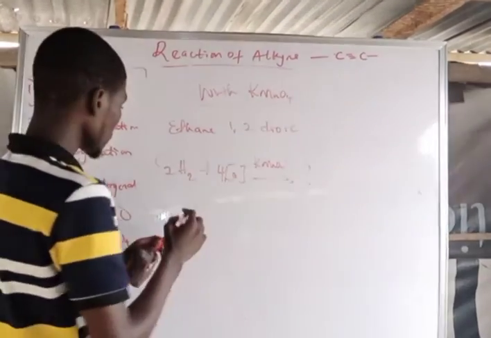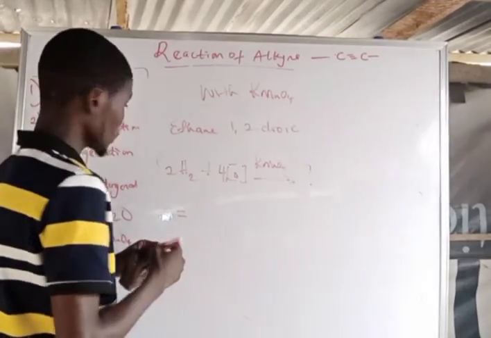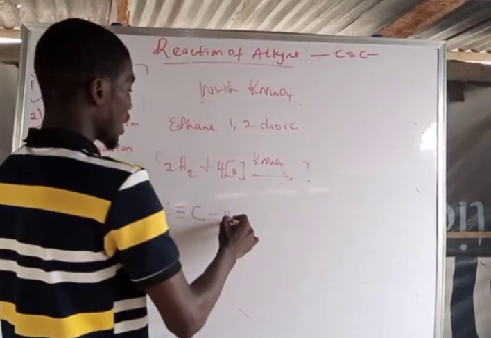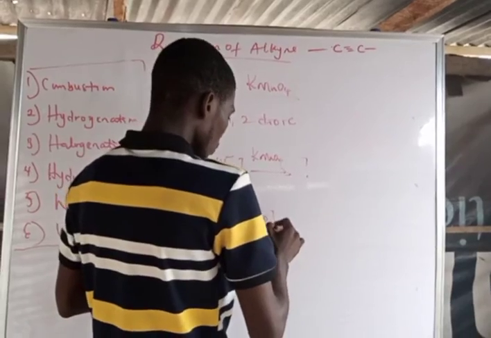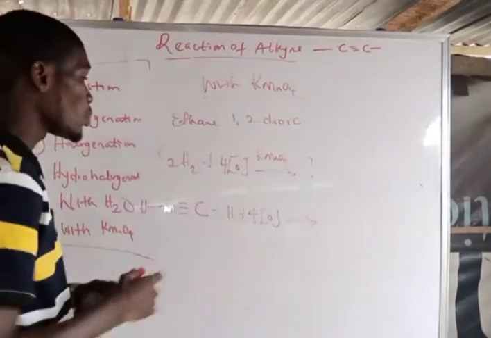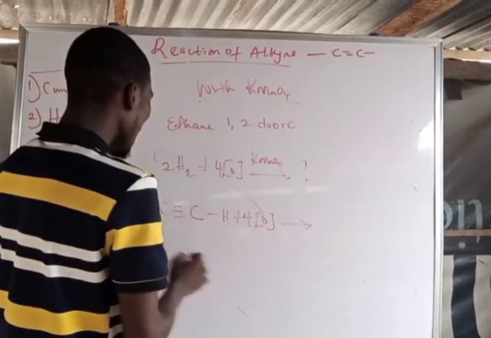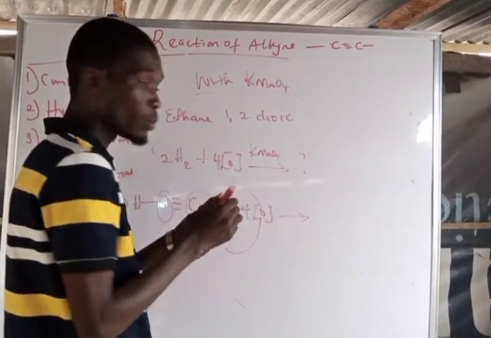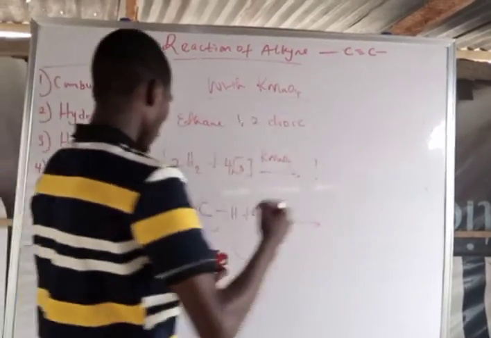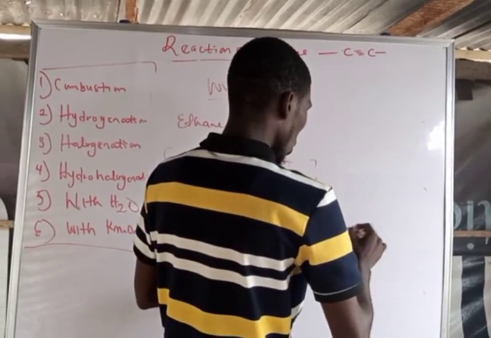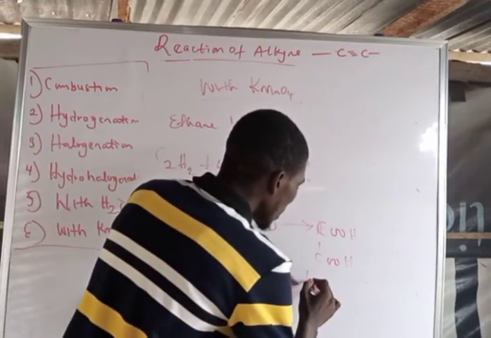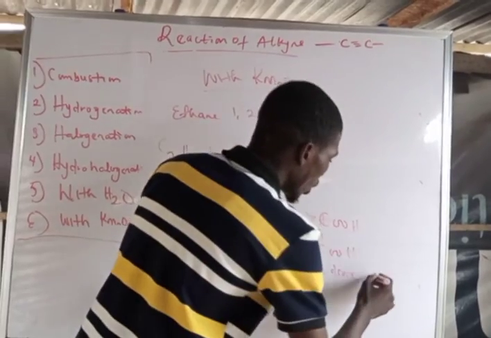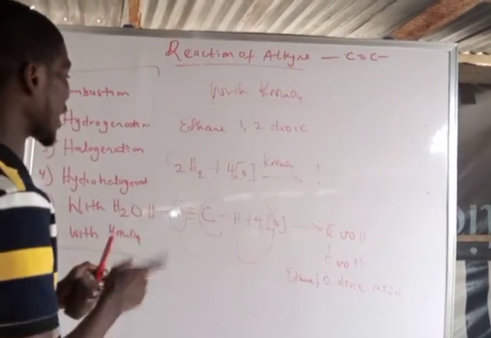I have this triple bond. I have one hydrogen here, one hydrogen here, plus 4 oxygen atoms. Mind you, if these 4 are coming here, 2 will attach itself to this. The other 2 will attach itself to this, to break this bond and turn it to a single bond. And with that, I'm going to produce what we call an oic acid. So we have COOH. So I call this ethane-1,2-dioic acid.